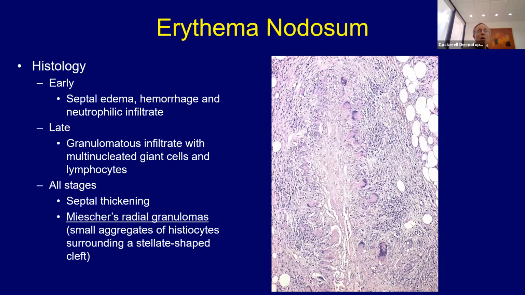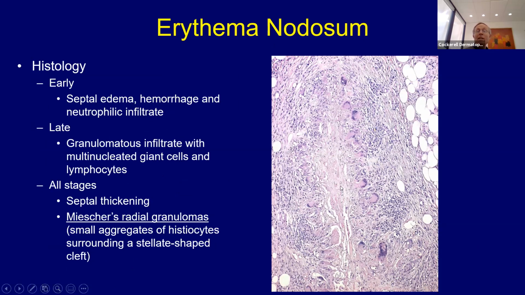If you look under the microscope, it tends to give a panniculitis that's mostly septal with granulomatous inflammation. Now, if you get it early, you may not see very many histiocytes. You may see some edema, some hemorrhage, some neutrophils, even some eosinophils sometimes. Later on, you'll see the classic granulomatous inflammation involving the septa.